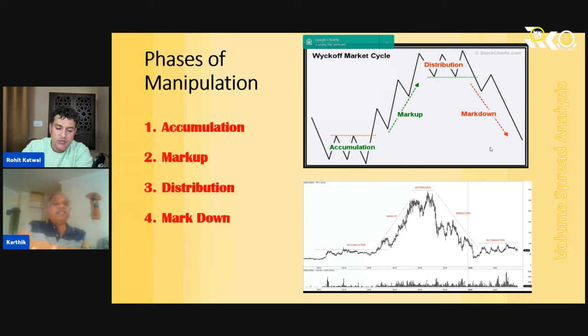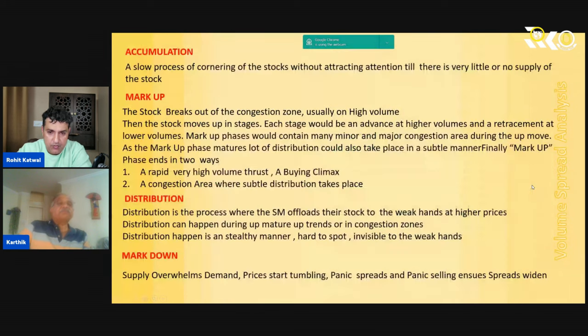But basically, it is the accumulation, markup, distribution, and markdown, though you can call it any name. So you can see here, this is the actual chart where you can clearly see the different phases: accumulation phase, the markup phase, the distribution phase, and the markdown phase. And again, the cycle gets repeated. Again, it starts with accumulation and markup. So this goes on like this.